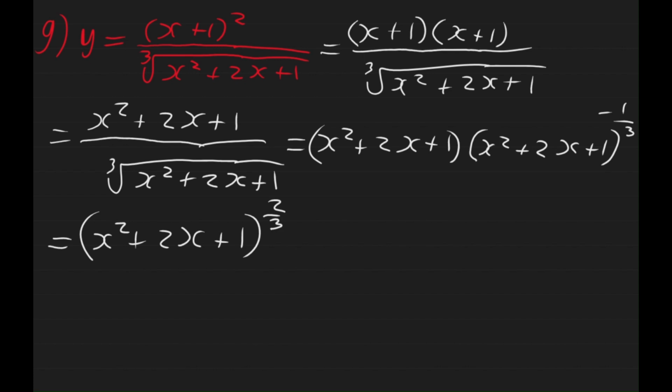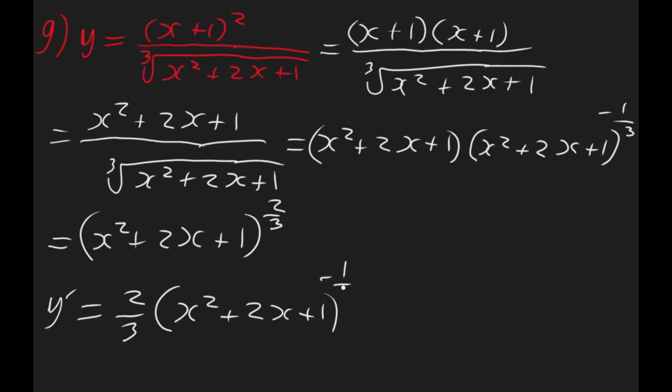Now you can differentiate this as an exponent rule. So y dash equal to 2 over 3, x power 2 plus 2x plus 1, whole power 2 over 3 minus 1 is negative 1 over 3, and multiply it by the derivative of what's inside the bracket, which is 2x plus 2. And that's it for this video.